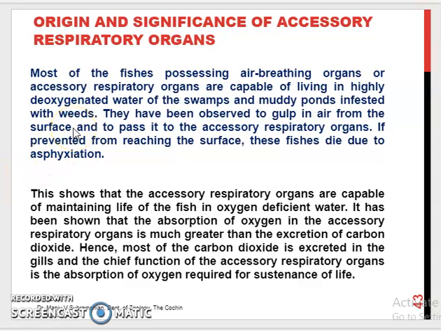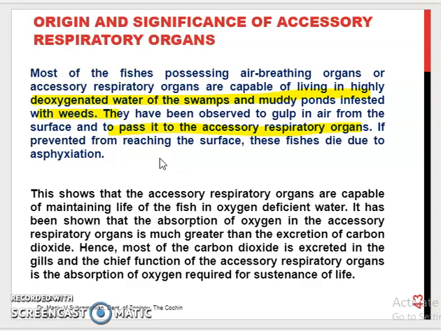Most of the fishes possessing air-breathing organs are capable of living in deoxygenated water, swamps or muddy ponds infested with weeds. They have been observed to gulp air from the surface to pass it to the accessory respiratory organs. If this gulping is prevented, these fishes will die off. So these are the things that can be discussed in the accessory respiratory organ.